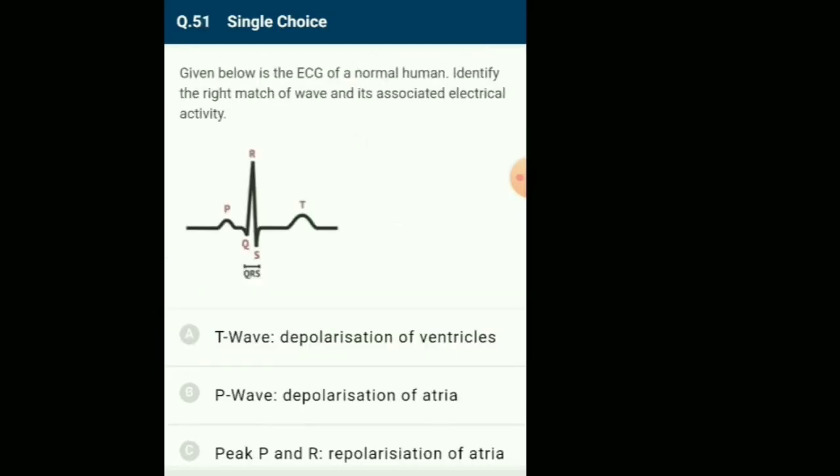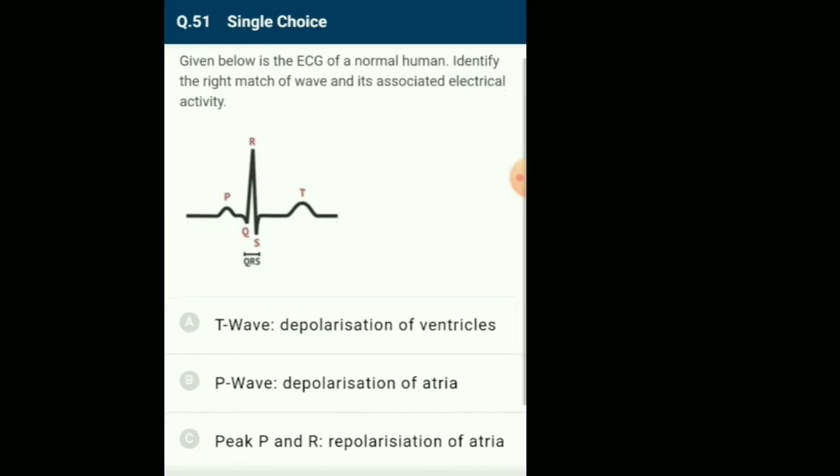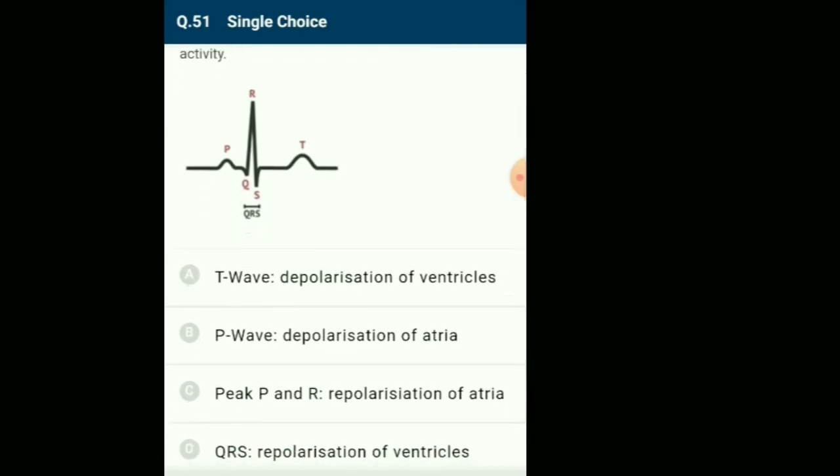Question number 51. Given below is an ECG of a normal human. Identify the right match of wave and its associated electrical activity. P wave represents depolarization of atria, contraction of atrial muscles which will distribute blood to ventricles. QRS complex represents depolarization of ventricles to distribute blood. T wave represents repolarization of ventricles, for example, relaxation of ventricles. So the answer for this question is option B. P wave, depolarization of atria.